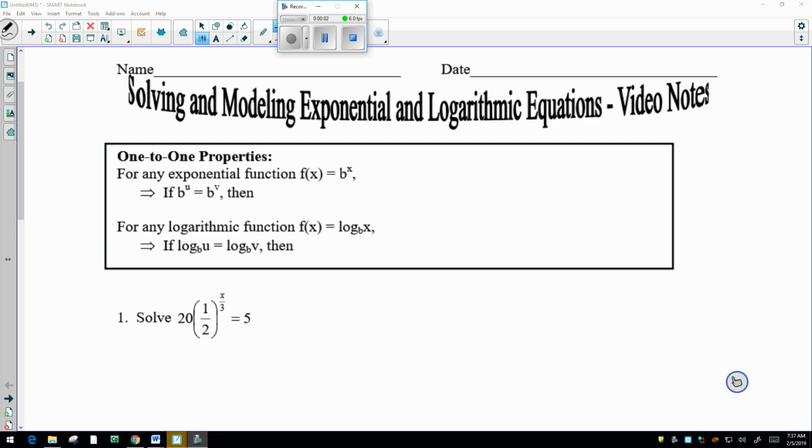So we're going to start to solve different exponential and logarithmic equations. So we're using more logs. How do we solve for a variable if the variable is the exponent, things of that nature.